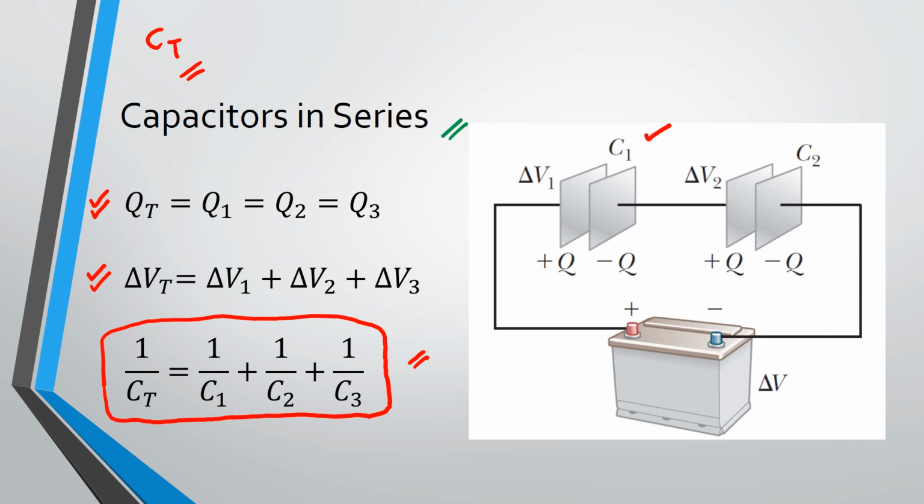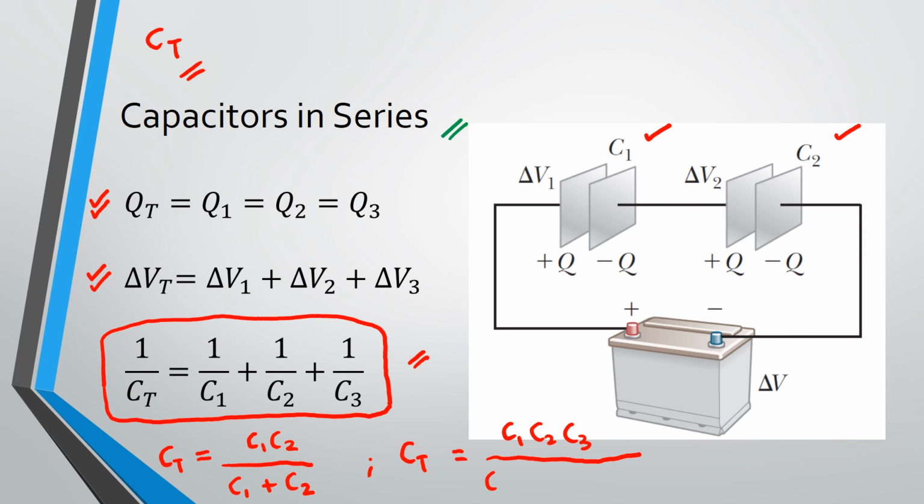If we only have two capacitors, C1 and C2, then we could solve for the total capacitance or equivalent capacitance as C1 times C2 divided by C1 plus C2. So that's the product over sum rule. If we have three capacitors, we could say equivalent capacitance is equal to C1 times C2 times C3 divided by C1 times C2 plus C2 times C3 plus C3 times C1. And these are the rules for capacitors in series.